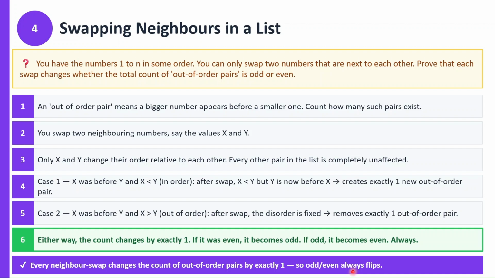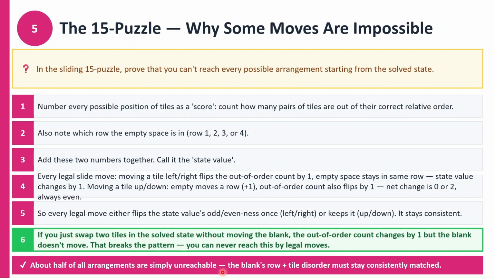After swapping the first one, only then can we conclude exactly 1. So the first step is 1, 3, 2, 4 with 1 out of order pair. It's a pair, not numbers. And then the next one is 2. Let's take 3 and 1, and 1 and 2. They're out of order pairs, right? 3 and 1 are displaced and 1 and 2 are displaced. So 2 out of order pairs. So 0 out of order, 1 out of order, and 2 out of order. So that's why this comes: every neighboring swap changes the count of out of order pairs by exactly 1, so odd or even always flips.